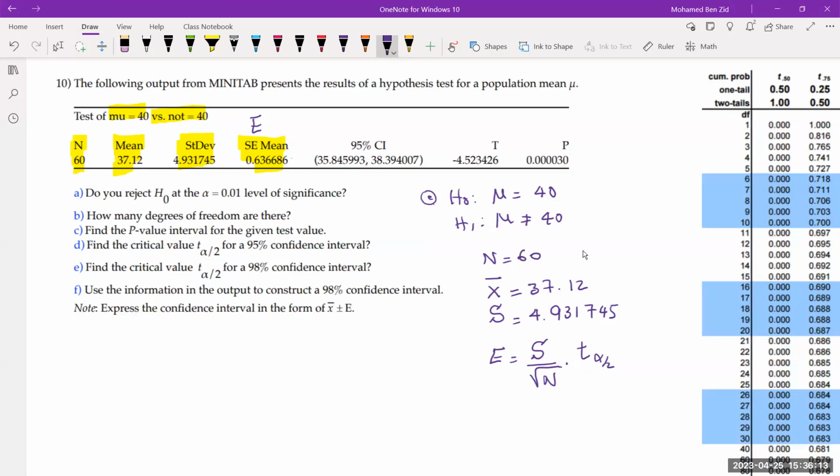Now, although we don't know what T alpha over 2 is, because we are not given the alpha here, I don't see the alpha anywhere. So that's fine. We can double check it later. The alpha is not an output of the Minitab. Now, the confidence interval, obviously, here the 95% confidence interval, the two boundaries, the lower and the upper.